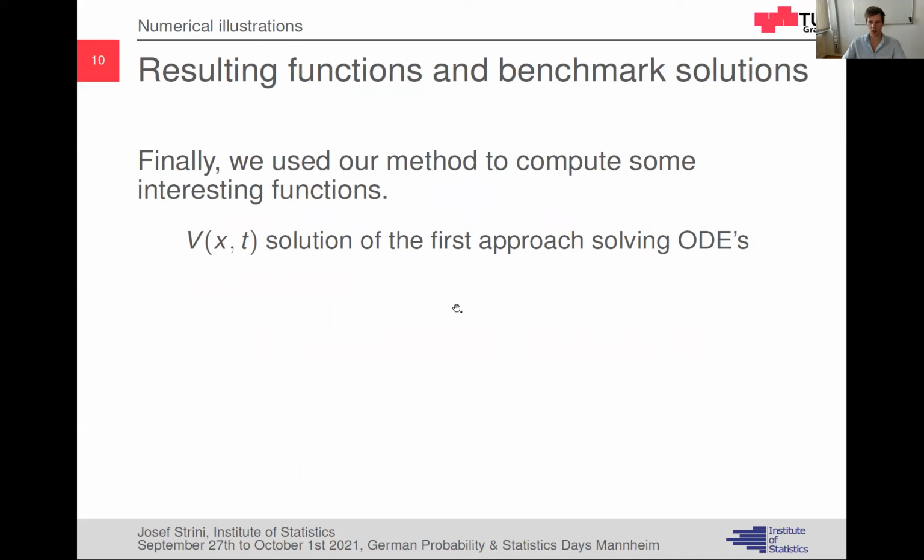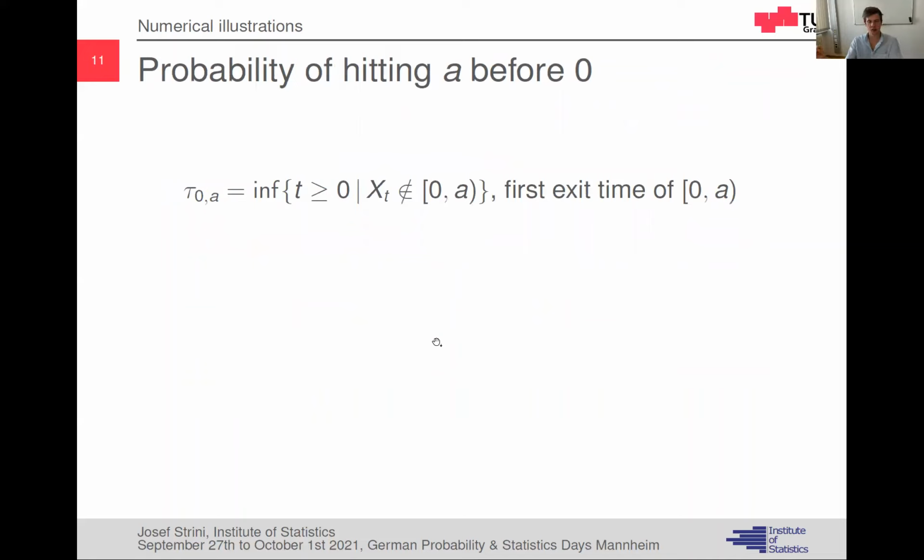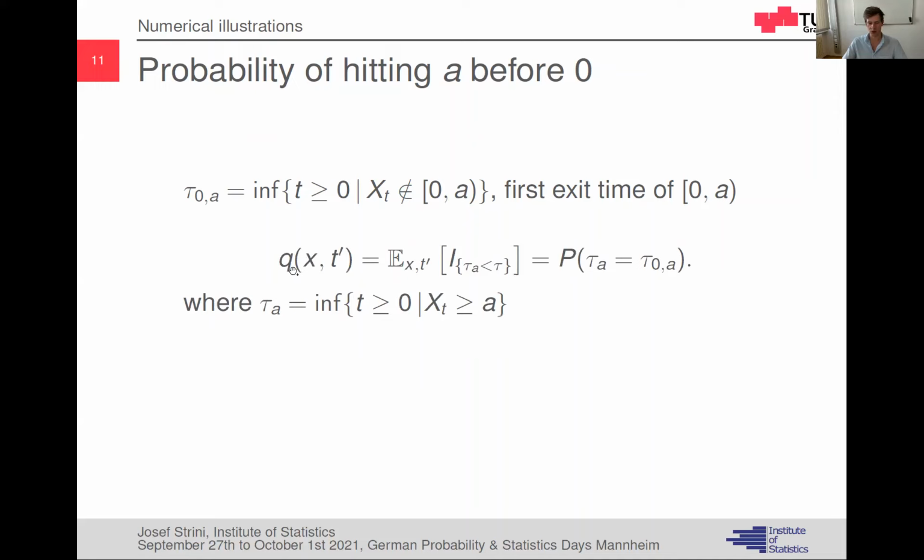Now we have some examples. First of all, we denote by g_h the solution of the first approach, just solving the ODEs. g_h hat denotes the same solution, but with estimated characteristics, and MC of x and MC hat of x denote their Monte Carlo simulated counterparts. In the first example, we want to compute the probability of hitting A before hitting 0. Therefore, tau_{0A} denotes the first exit time. Q, the function we want to compute, is just the probability that tau_A, the hitting time of A, equals the first exit time of 0A.